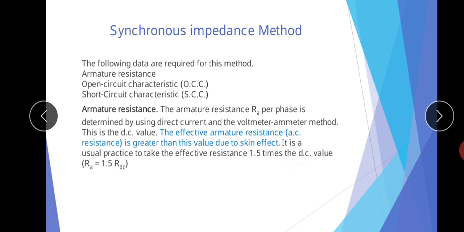So for armature resistance, we use the voltmeter-ammeter method. We measure the armature resistance as the DC value. So the effective value of the armature resistance is equal to 1.5 times the DC value. It is due to the skin effect that is present in the AC circuit.